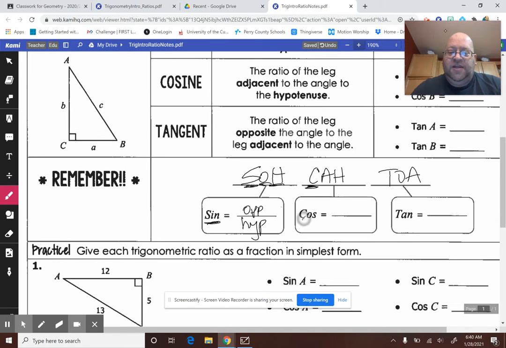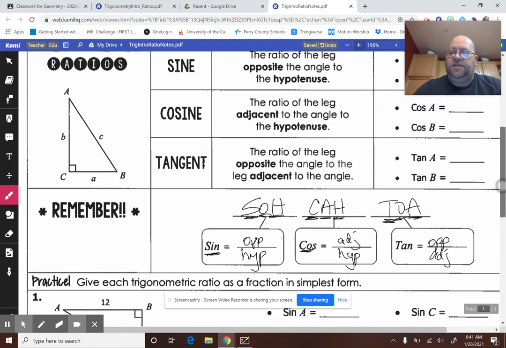Cosine, which is the C here, stands for adjacent over hypotenuse. So I'm just going to abbreviate that ADJ and hypotenuse. And then tangent, which is the T here, stands for opposite over adjacent. So opposite over adjacent. And I'm going to show you what that really means.